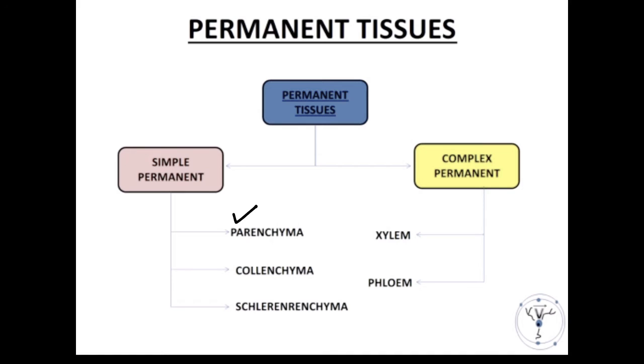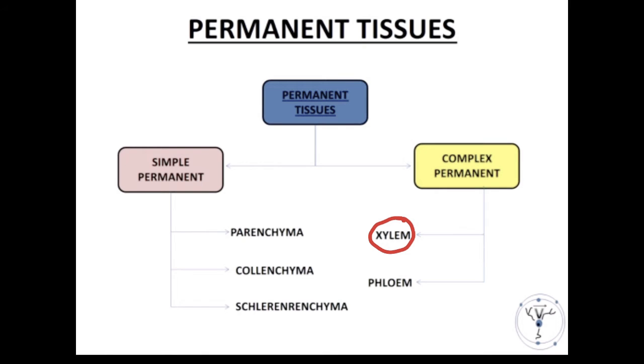From the last presentation, we already know that there are basically 3 types of simple permanent tissues: parenchyma, collenchyma and sclerenchyma. The 2 major types of complex permanent tissues that we are going to discuss and study in today's presentation are xylem and phloem.